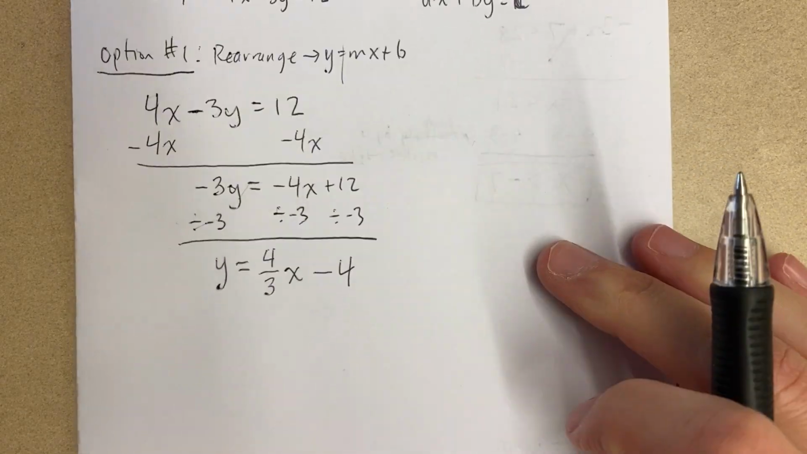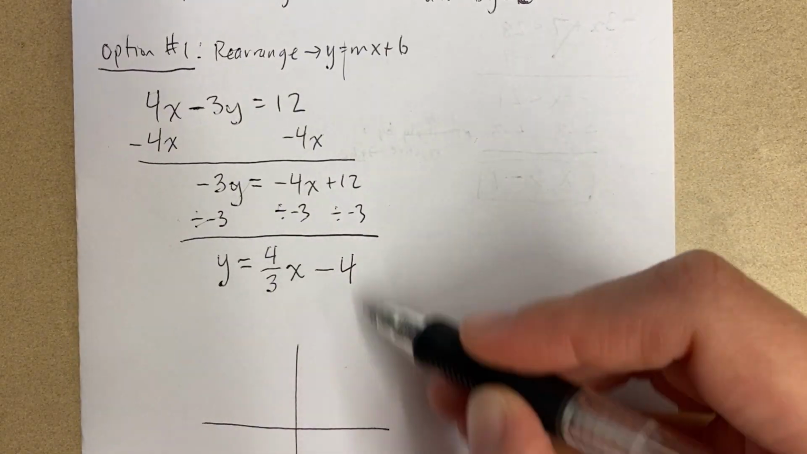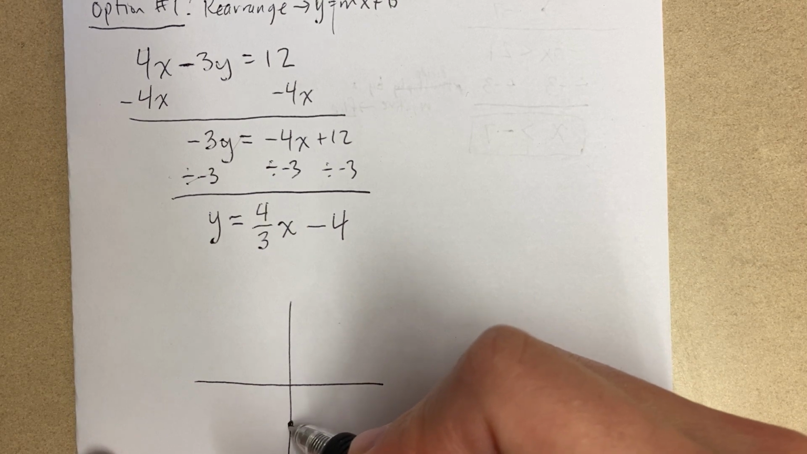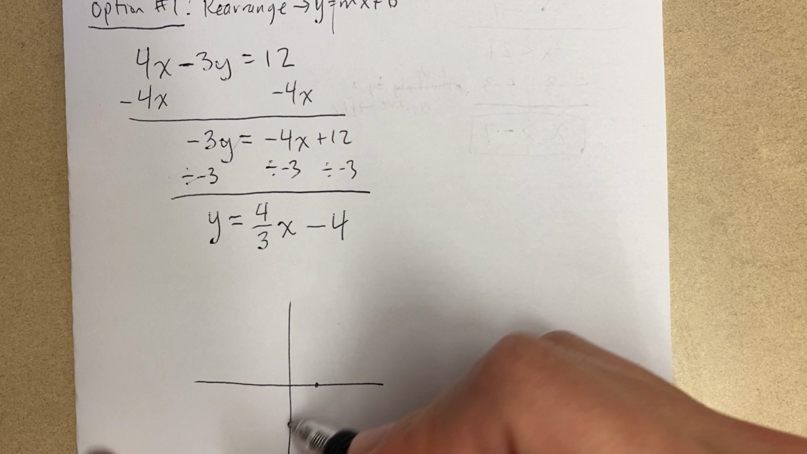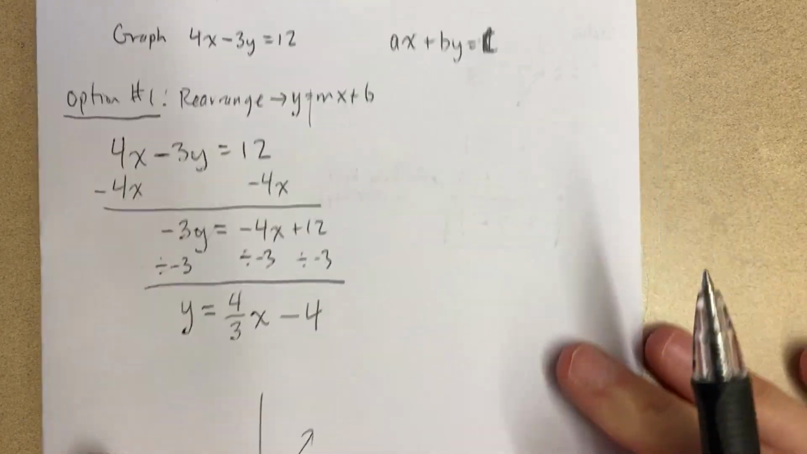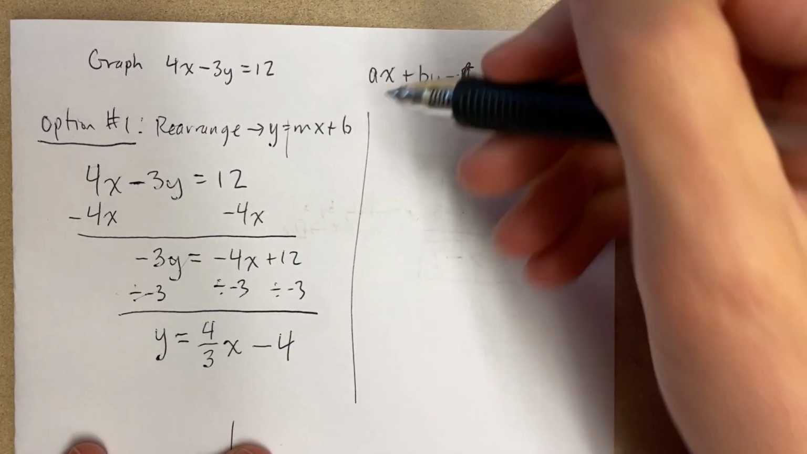So I would graph this line the same as you just graphed your systems, right? I would start at my y-intercept of negative 4, down 4, and then I would go rise over run. I would go up 4, right 3. It would look something like this. Okay?